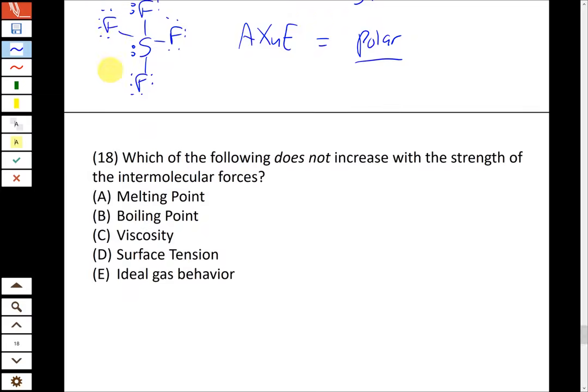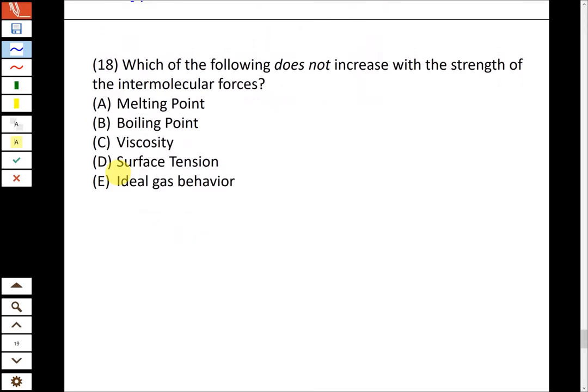All right, last 3. So this one is another one that deals with intermolecular forces, but now talking about which properties depend on it. Which of the following does not increase with the strength of intermolecular forces? So this one I'll just talk us through.